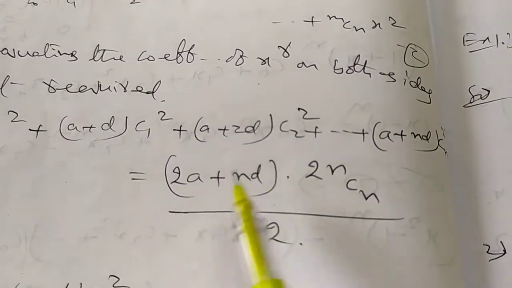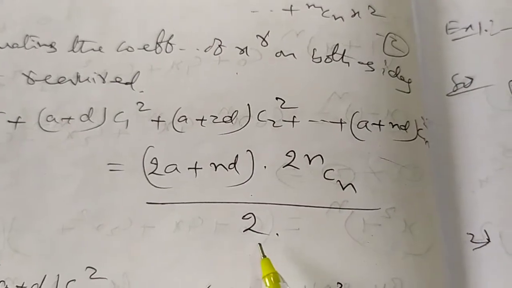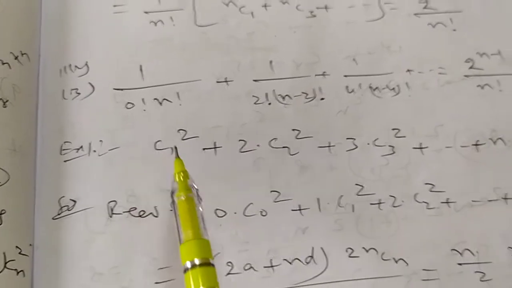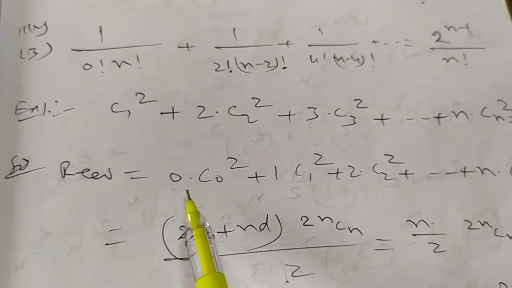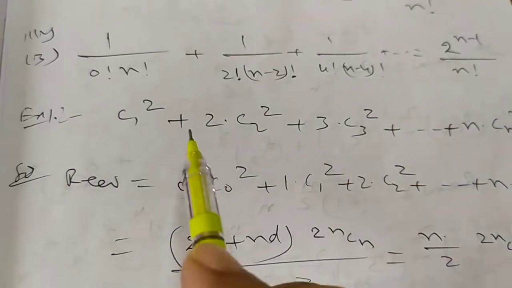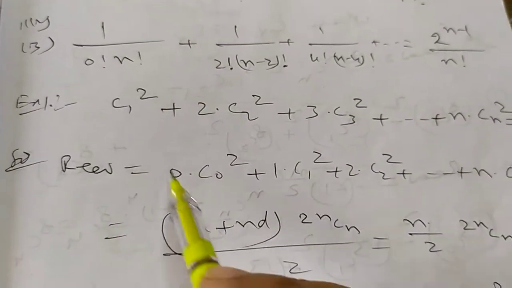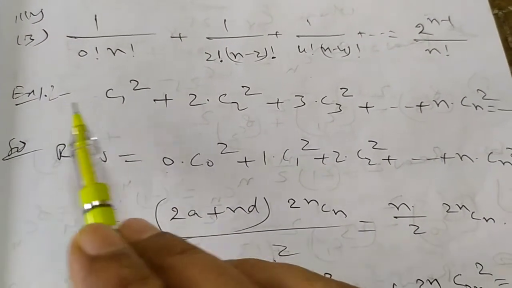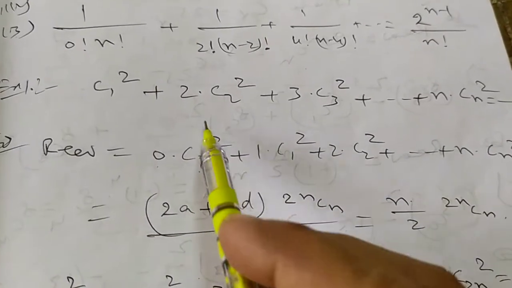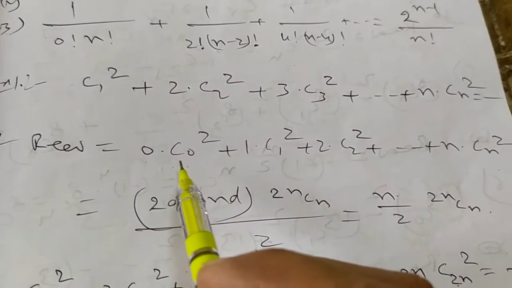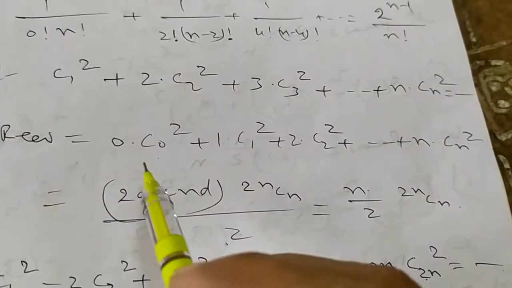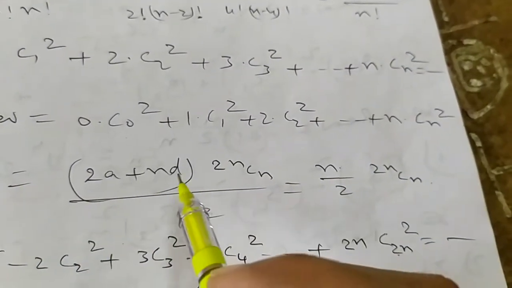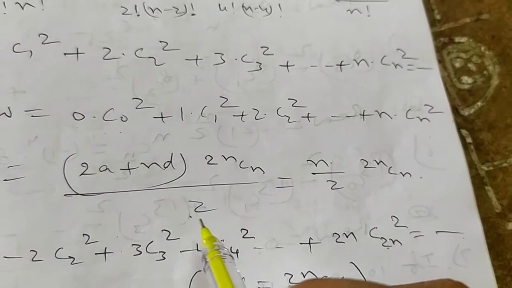Formula for that: 2a plus nd into 2ncn by 2. But here the first term is missing, the c0 square term is missing. So we can add and subtract that one. No need to add and subtract, because its preceding term has a clear common difference 1, its coefficient is 1. So its preceding coefficient is 0. 0 into c0 square is always 0. So no need to subtract more. So clearly this is in the form of a into c0 square plus a plus d c1 square and so on. Formula for that: 2a plus nd into 2ncn by 2.